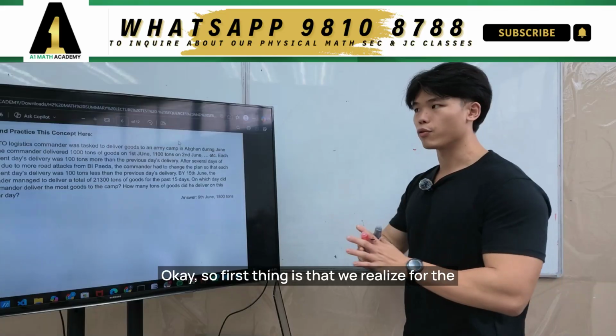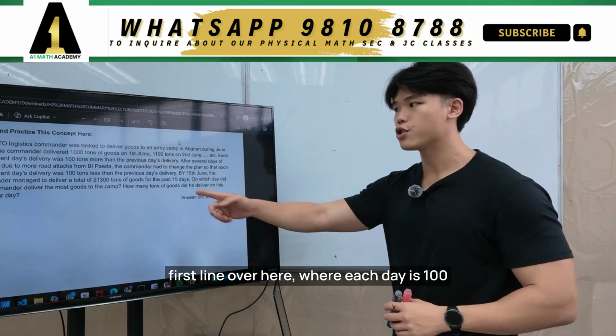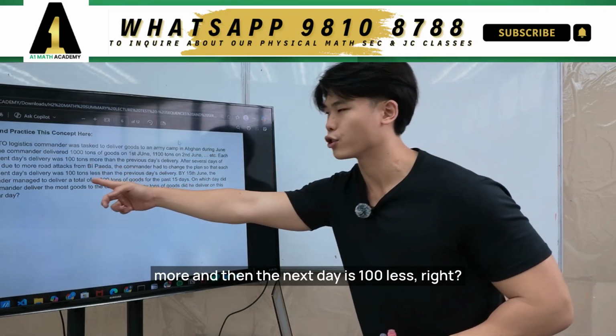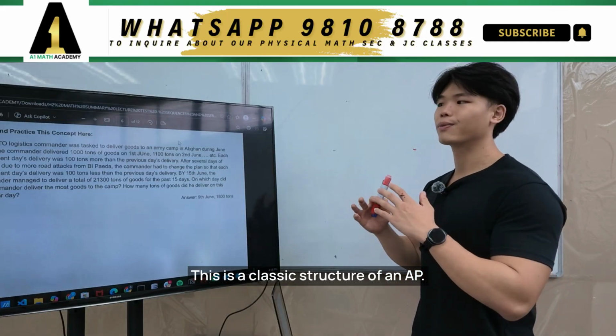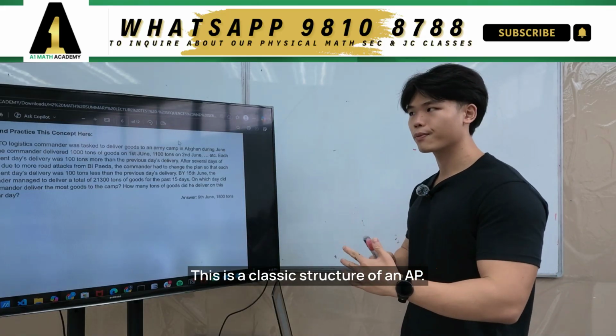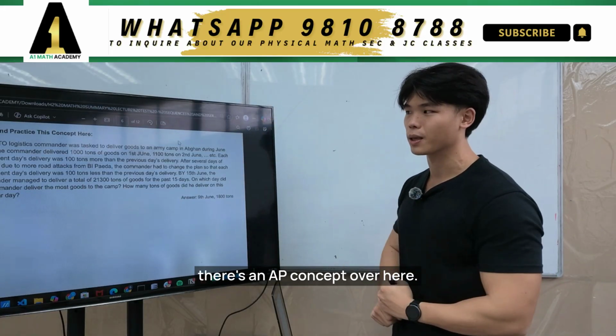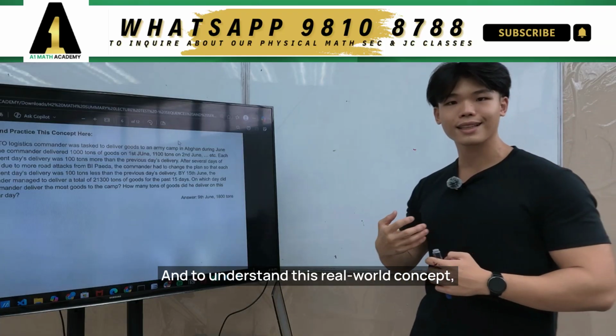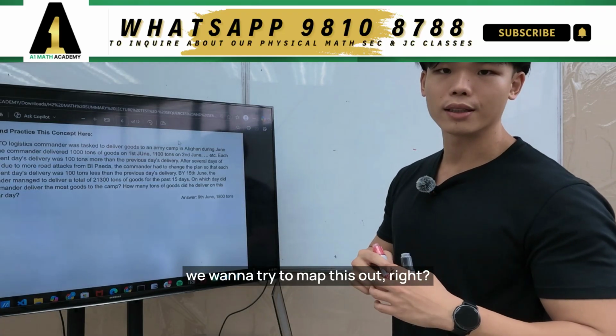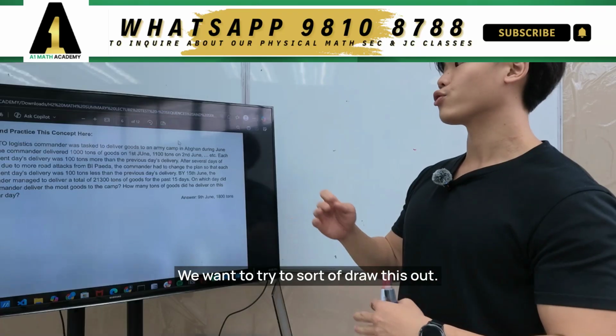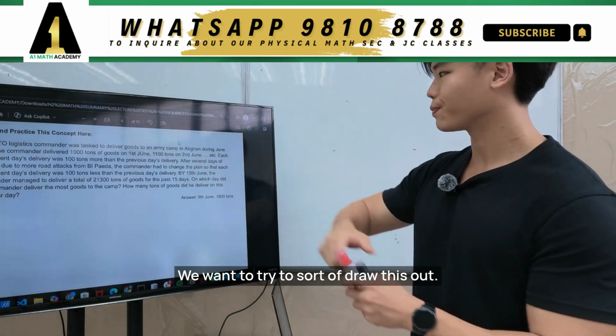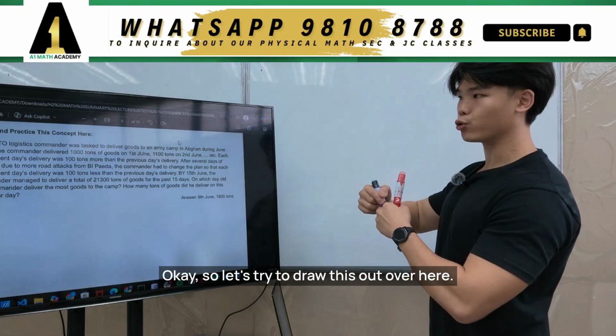Okay, so first thing is that we realize for the first line over here, where each day is 100 more and then the next day is 100 less, this is a classic structure of an AP. So we know that, okay, there's an AP concept over here. And to understand this real world concept, we want to try to map this out, we want to try to sort of draw this out. Okay, so let's try to draw this out over here.